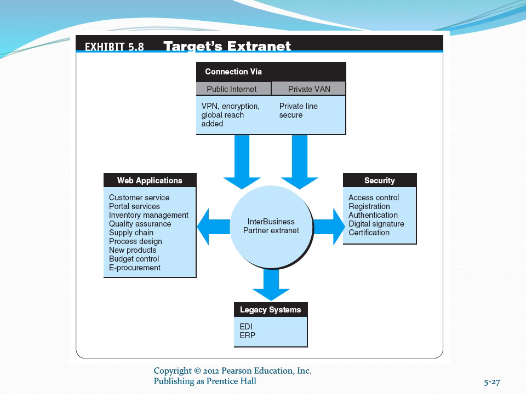Exhibit 5.8 gives you an example of Target's extranet. Essentially what they're doing is opening up their internal system to some of their suppliers. It talks about some of the concerns that they might have in terms of security. They need to be concerned with access control. In other words, they don't want to just allow anybody access to their network, so they have to be careful about access control. They have to provide for registration, authentication, digital signatures, etc. It has a role for various web applications, for connection, different points of entry, as well as linkages to legacy systems. So there's a variety of different considerations that not only Target, but the various other organizations that they're dealing with have to be cognizant of.